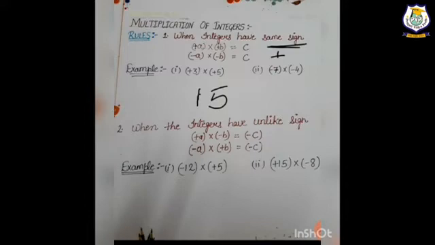But as I have told you, we do not indicate the positive sign, so it means it is our positive 15. Now the second one, minus 7 times minus 4, both have the minus sign, and 7 multiplied by 4 is 28, right?